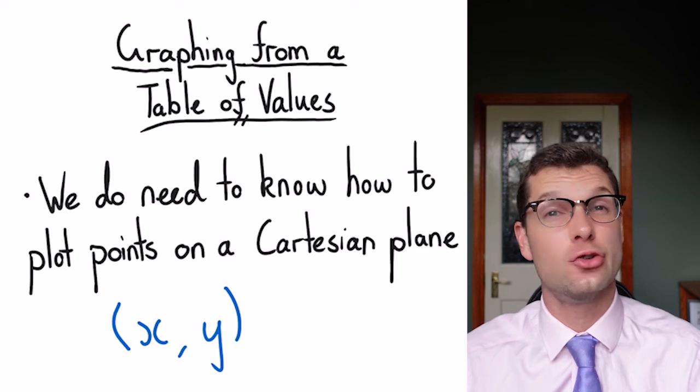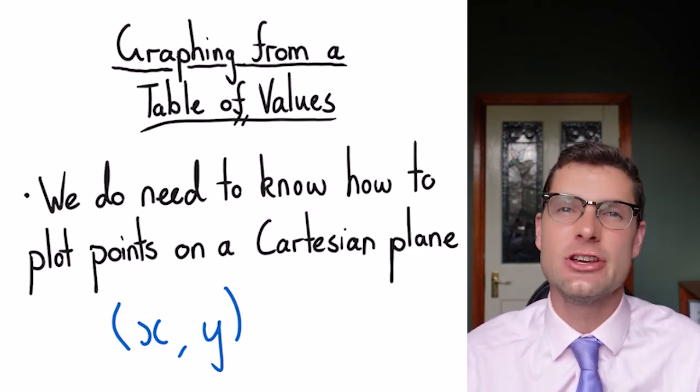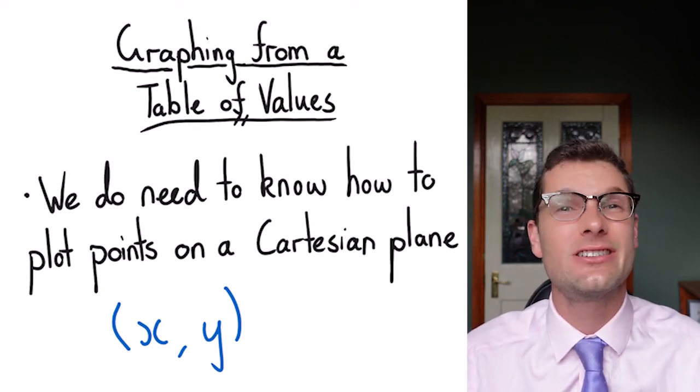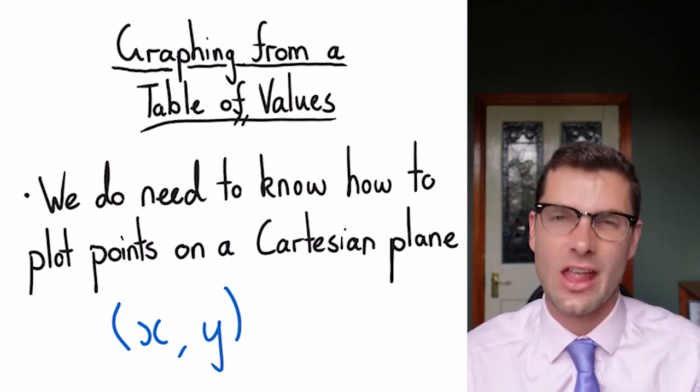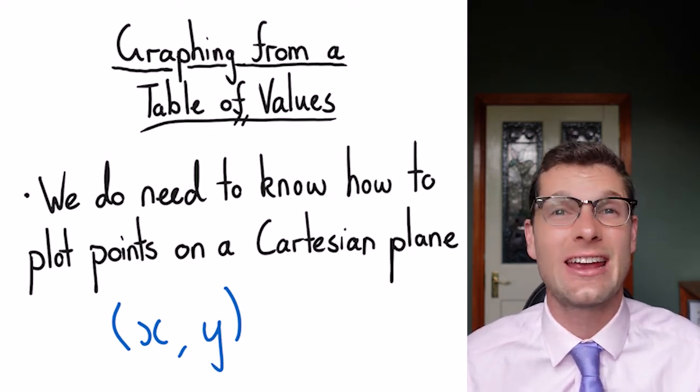Today we're going to look at how to graph points from a table of values. This is one of the foundational skills that we need to know in order to smash linear relationships. So the first skill that we need is we have to be able to plot points on a Cartesian plane.